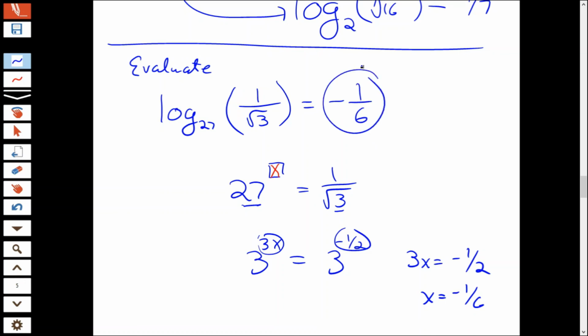Anytime you can't solve a log, change it to an exponential and solve it that way. Makes it much easier, and it makes this new problem look like an old problem.